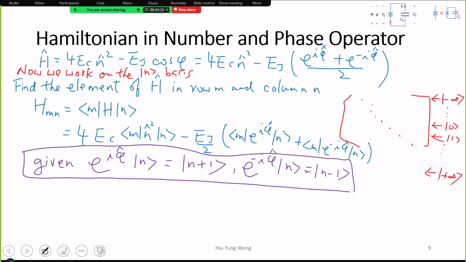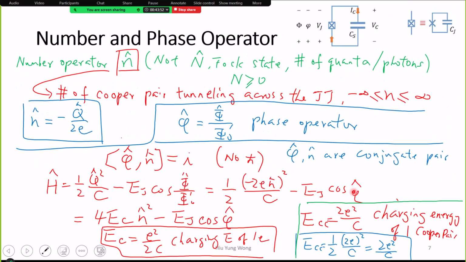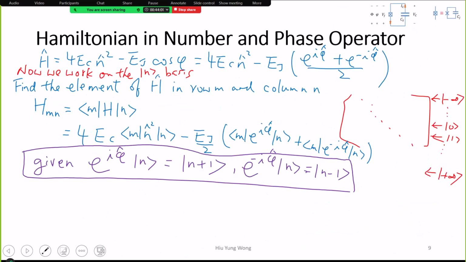But the point is, if you apply this to the number operator eigenvector, you are going to increase or decrease it by 1. So in some sense, this looks like the raising and lowering operator, but not the raising and lowering for the Fock state, right? Not for this capital N, which is the number of quanta of energy, but for the number of Cooper pairs, the excess Cooper pairs on the island.